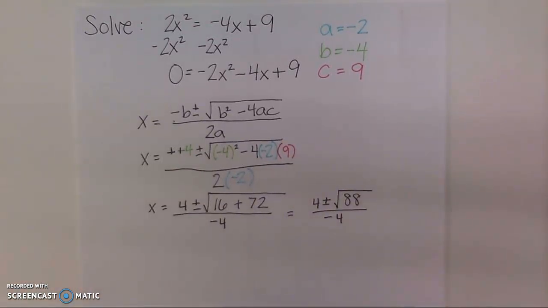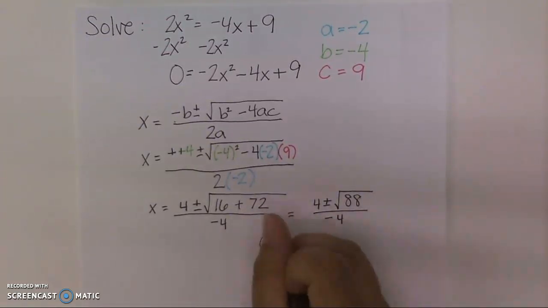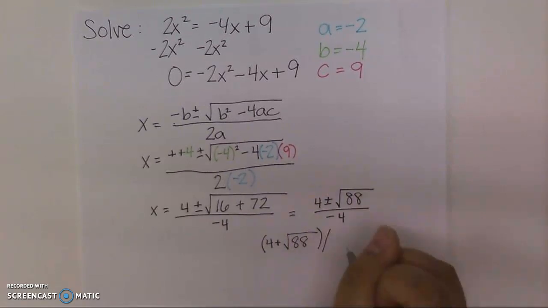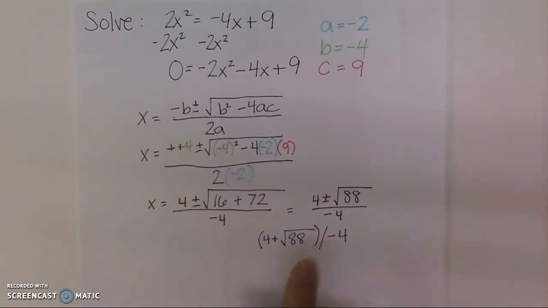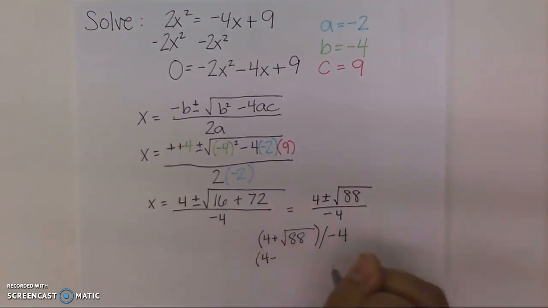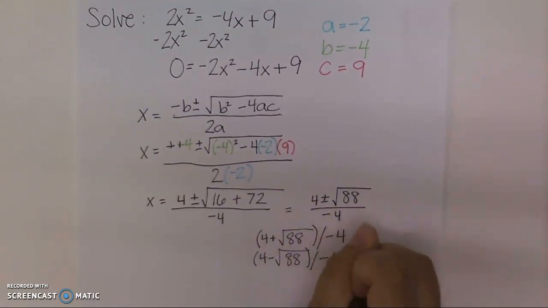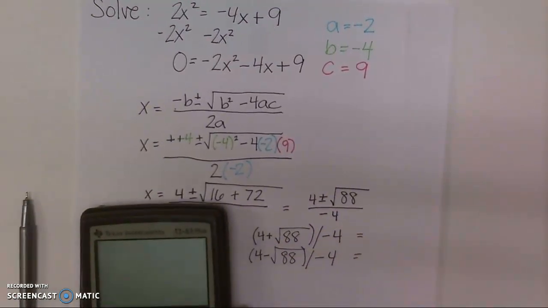Now, the square root of 88, I cannot take that. It is not a perfect square. So what I'm going to do is plug this into my calculator. When I plug it into the calculator, I'm going to make sure I have parentheses around the top part. The first one I'm going to do is 4 plus the square root of 88, divided by negative 4. That's how I'm going to write it in my calculator. The other one I'm going to do is 4 minus the square root of 88, divided by negative 4. Okay? So I'm going to plug those into my calculator real quick here.